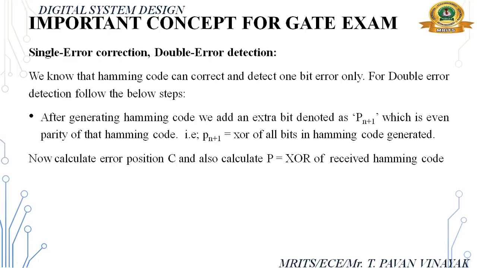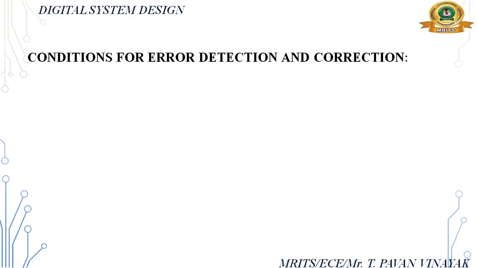Now for that received code, calculate error position. Leave the last bit, the Pn plus 1 bit, and calculate error position same as before. And now calculate P. P is XOR of received Hamming code. Let us check it. After calculating P and C, some conditions are available.